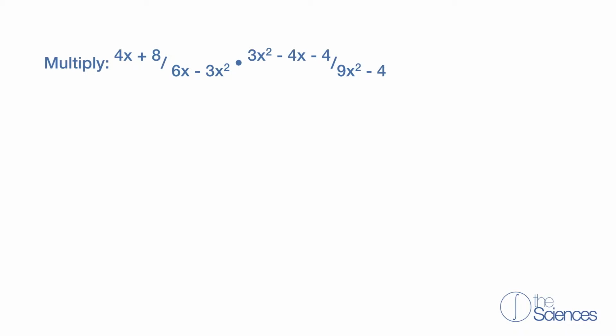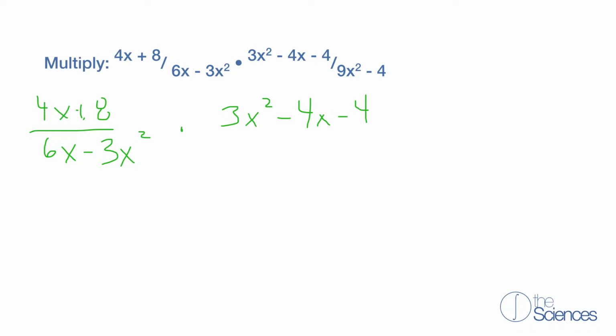Multiply (4x plus 8 over 6x minus 3x²) times (3x² minus 4x minus 4 over 9x² minus 4). So now our first step is to factor out completely in the numerator and in the denominator.